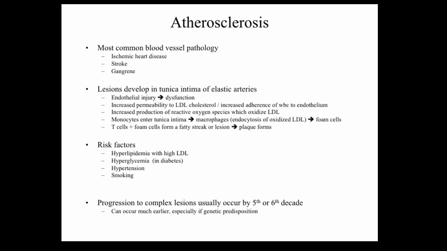Then T cells and foam cells will form a fatty streak or lesion in the tunica intima, and that will eventually lead to plaque formation. As you know, risk factors for atherosclerosis might be hyperlipidemia with high LDL levels, hyperglycemia, especially in diabetes, hypertension, and smoking. Atherosclerosis is a complex disease. The lesions take a long time to progress. They may start to be significant by the 5th or 6th decade of life, but they can occur much earlier in life, especially if one has genetic predispositions to atherosclerosis.